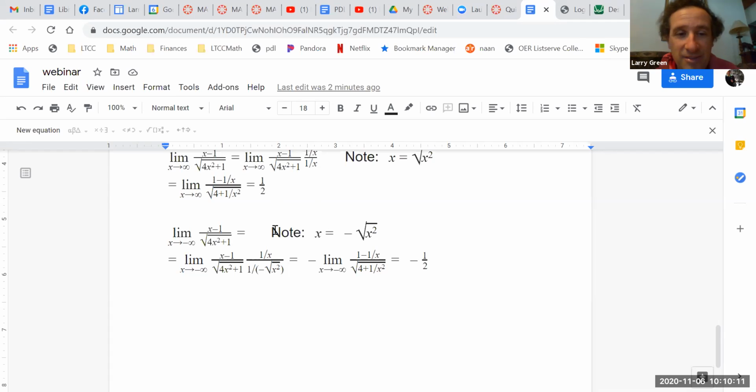So you do have to do this note, and you have to note that x is negative the square root of x squared. Any questions on that? Had it been a cube, everything changes, because then, let's say cube root instead of square root, x would be the cube root of x cubed if it's negative. So be careful is what I'm trying to tell you.